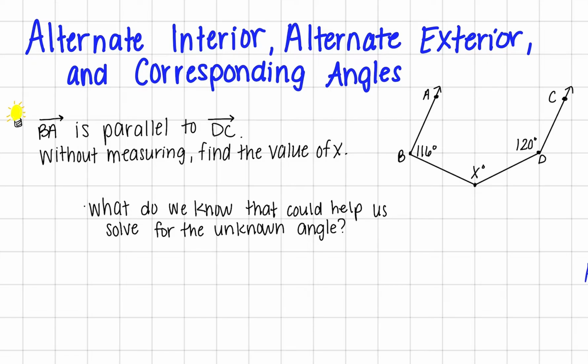So we're going to look at this problem and then we'll come back to it tomorrow and you'll have all the information you need to solve it. Okay? So BA is parallel to CD. Without measuring, so without using your protractor, find the value of X. What are some things we know that could help us?